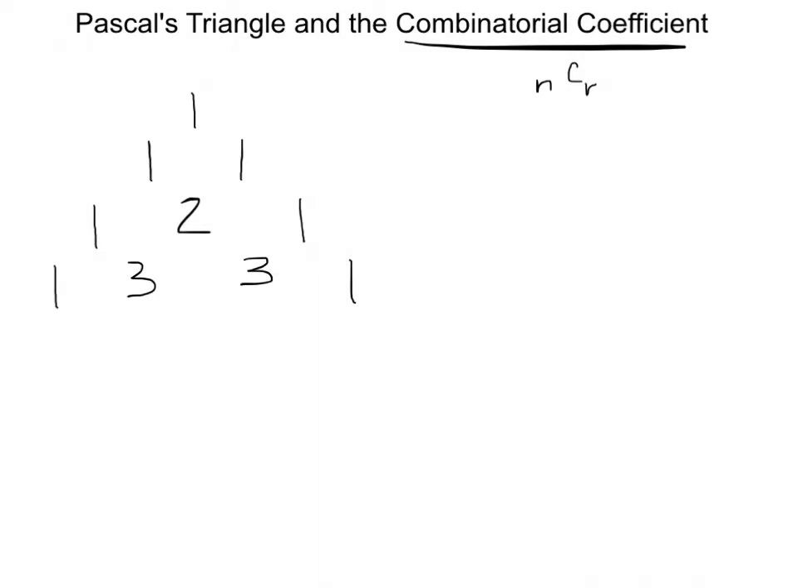So I mean, think for a minute about what the next row down is going to be. All right, we should have a 1 over on this side. Can I write it there? 1. And then 4, 6, 4, 1. And that's Pascal's triangle. You can continue that on forever, right?